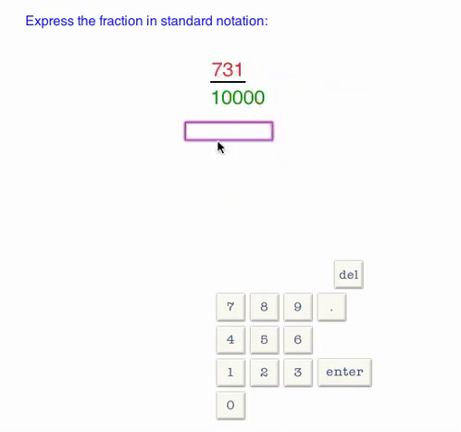Same here. We're going to have to make sure, like if I just write 0.731, notice that the 1 is in the thousandths place, right? So this number I wrote is 731 thousandths, but we need 731 10 thousandths. To get the 1 in the 10 thousandths position, I'm just going to put a little 0 here between the decimal and the 7. There we go. Tenths, hundredths, thousandths, 10 thousandths. So this is the right answer.